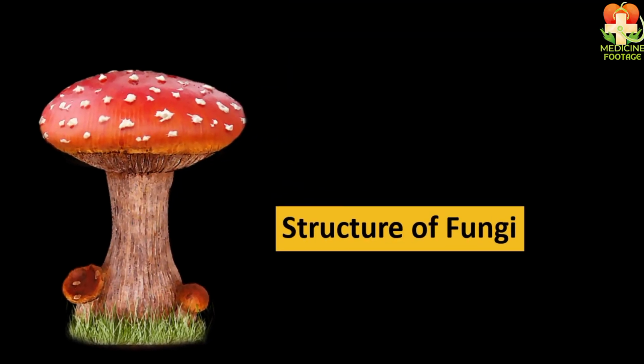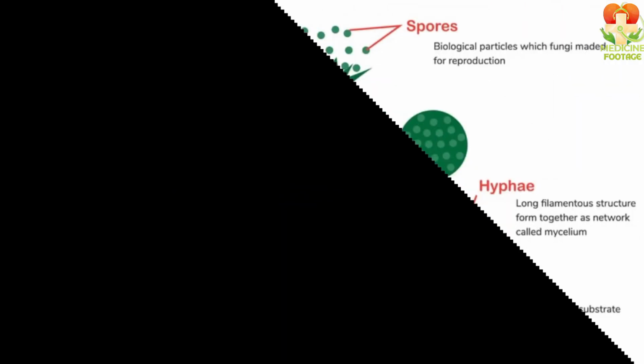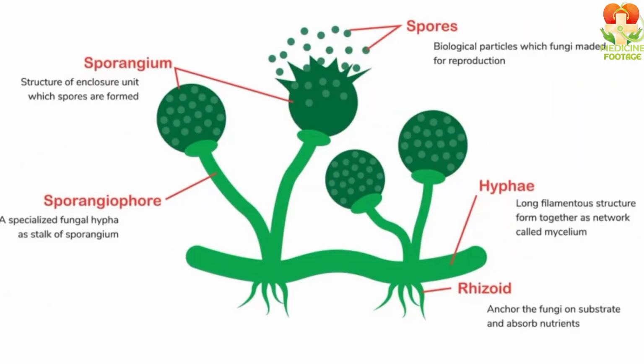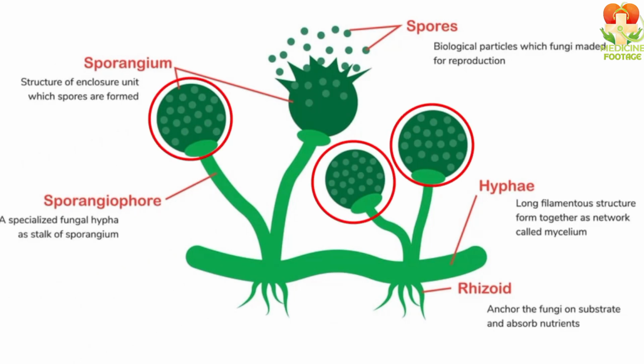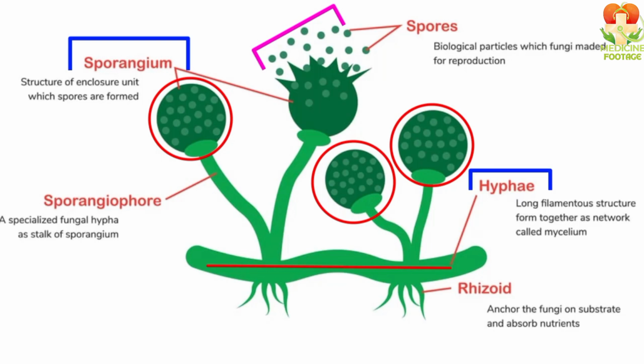Let's now discuss the structure of fungi. The structure you see here is an example of fungi. This round structure at the top is called the sporangium. This sporangium contains spores. The long filamentous structure is called hyphae. I mentioned earlier that fungi have hyphae. The root-like structures at the bottom are called rhizoids.